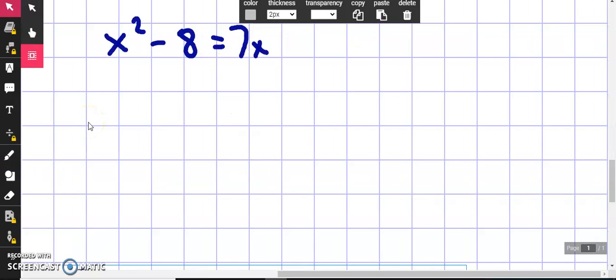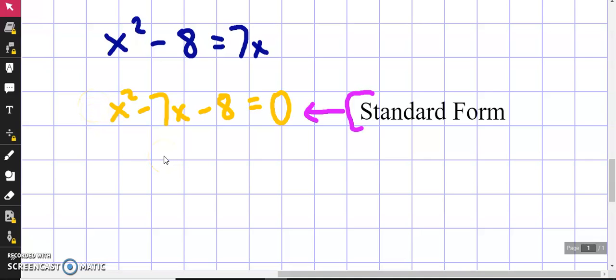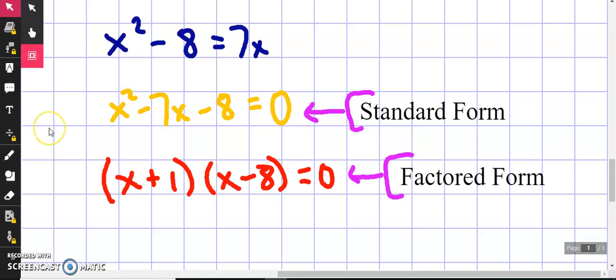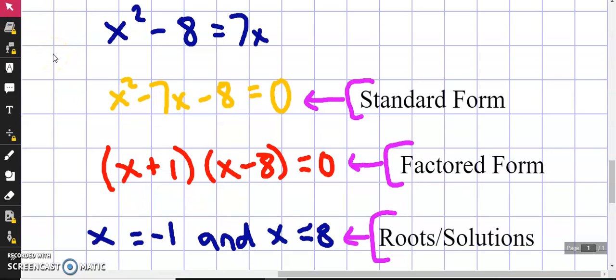To recap, we started with x squared minus 8 equals 7x. To solve the equation, we first converted into standard form so that we had a 0 on one side of the equation. We then converted into factored form so that we could easily find our solutions. And we then set our factors equal to 0 to figure out our roots or our solutions.